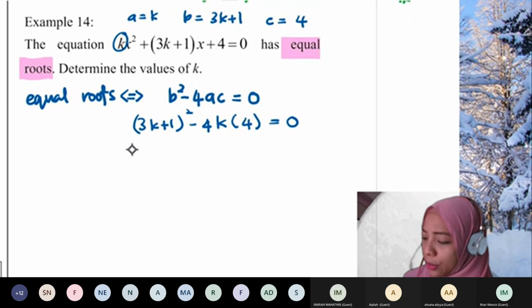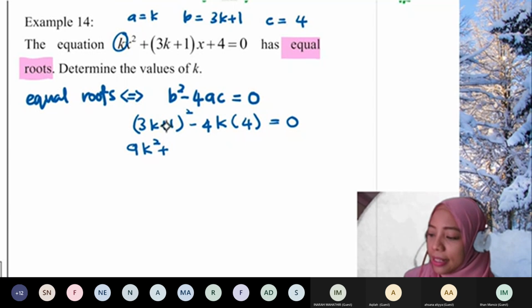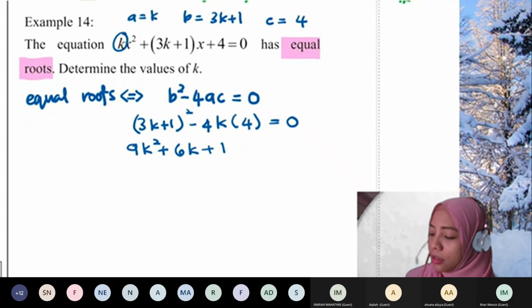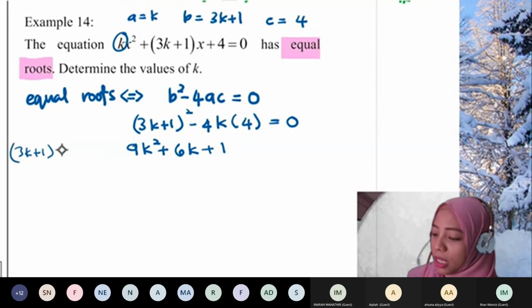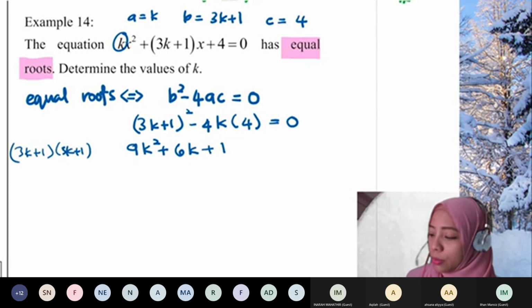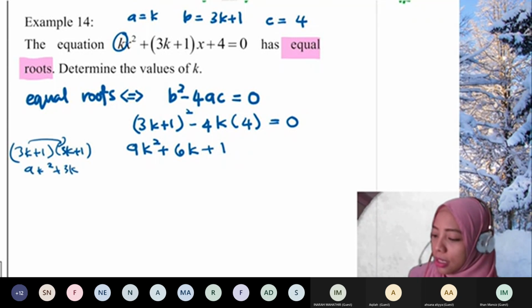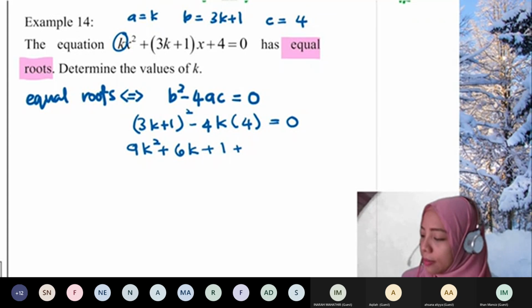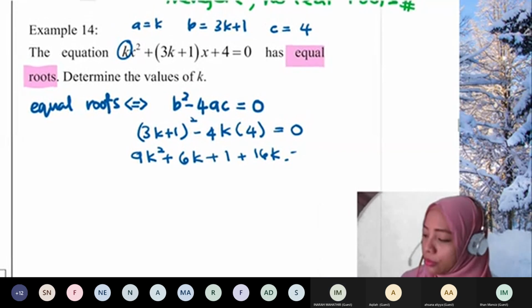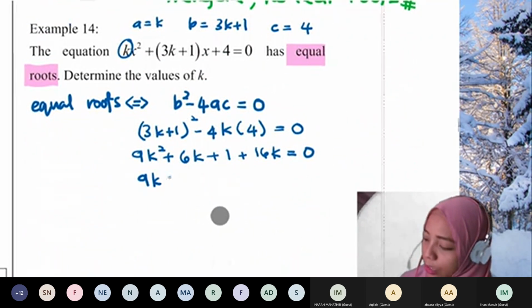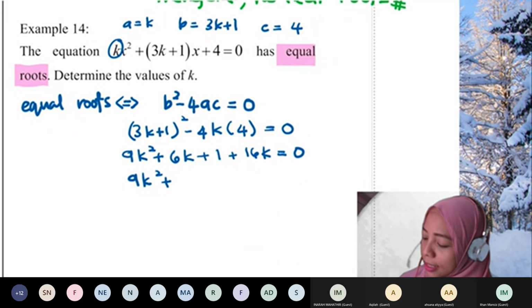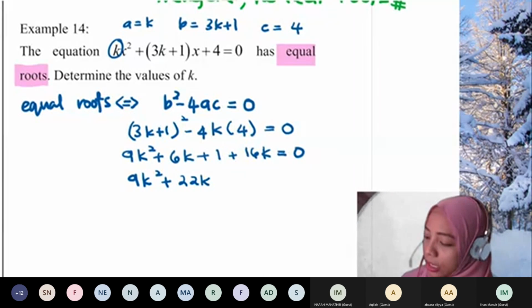Okay, now expand carefully. 3 square, you get 9K square plus the product of everything, multiply all together. 2 times 1, 2. 2 times 3K, you get 6K. Plus 1 square. If you're not used to it, you have to expand at the side manually. But if possible, do it like teacher, just mentally, no need to scribble on paper. 9K square plus 3K, and then plus 3K plus 1, you get the same, 6K. Plus 4 times 4, 16K equals to 0. Now group all the K with K. 9K square plus 16 plus 6, 2K plus 1 equals to 0.